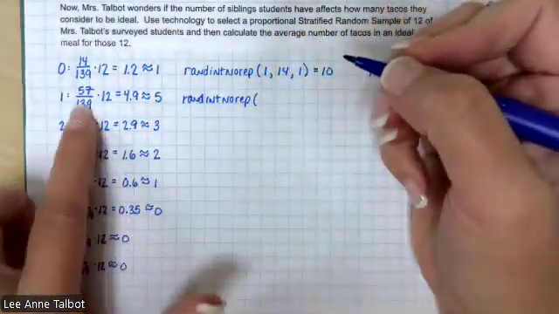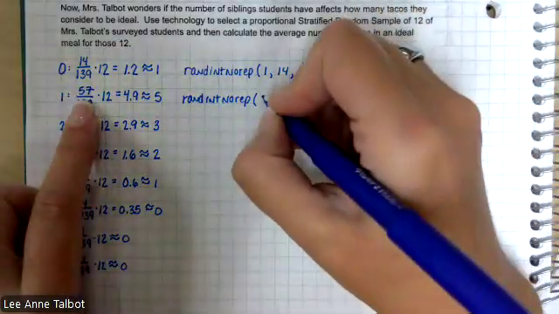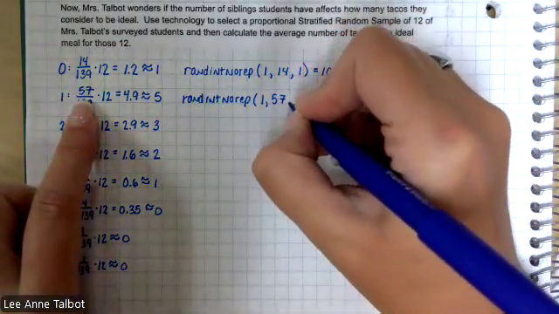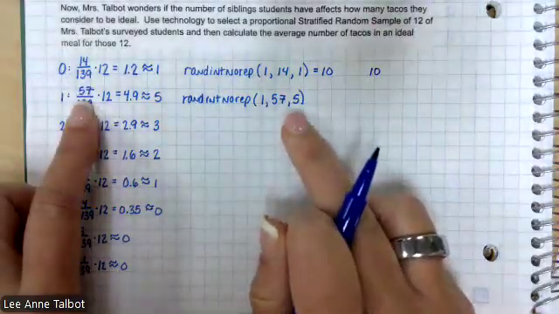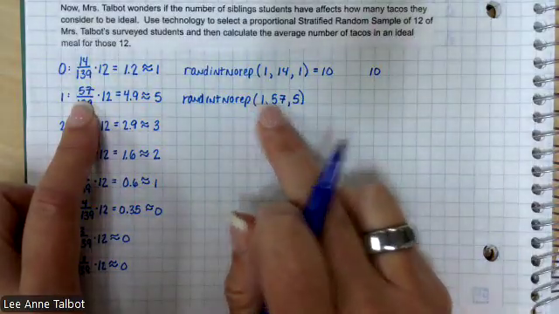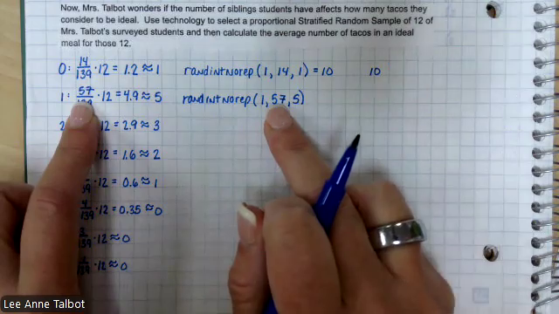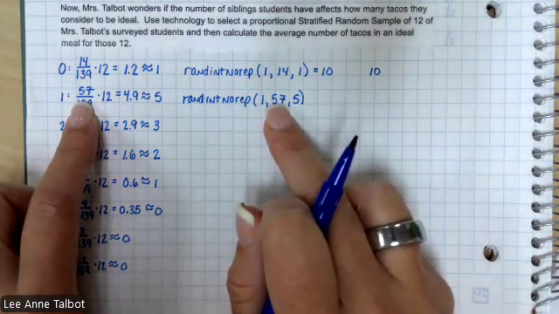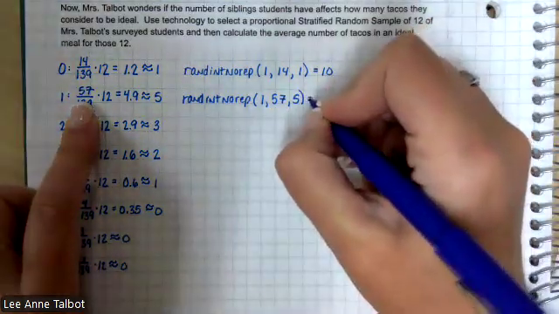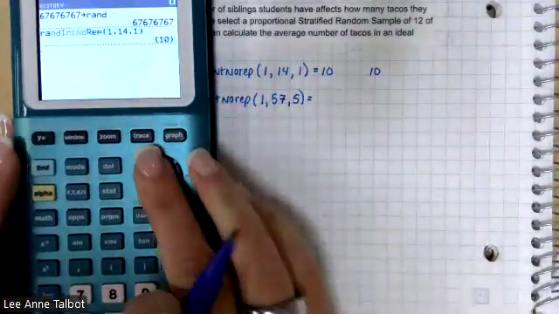Okay, now on this one, there's 57 students, so I want to know 5 numbers without repeats between 1 and 57. Are you picking up what I'm laying down here? Okay. So everybody give it a go.